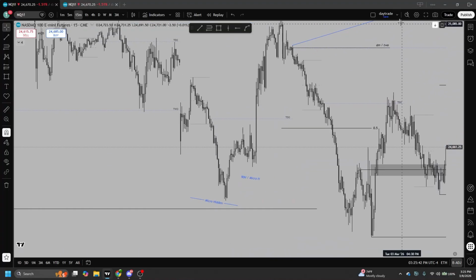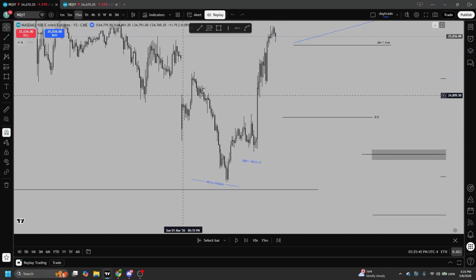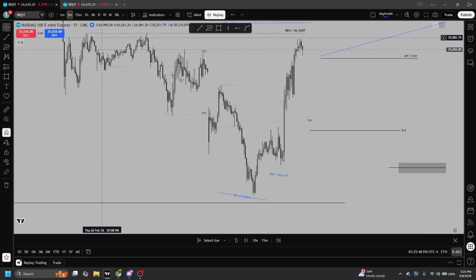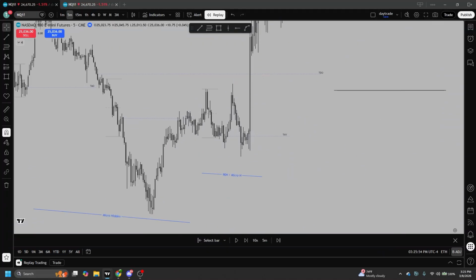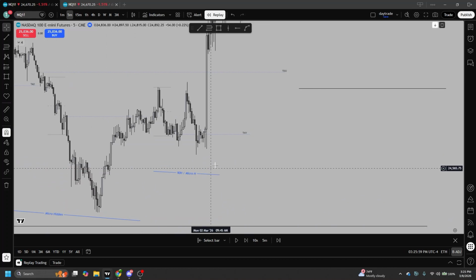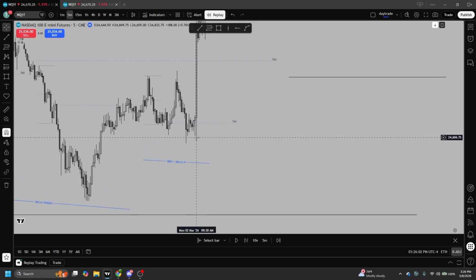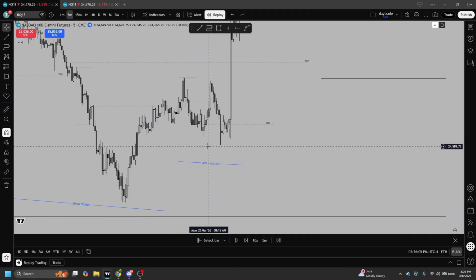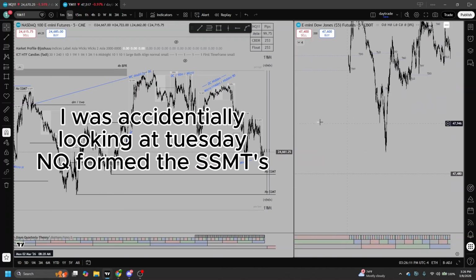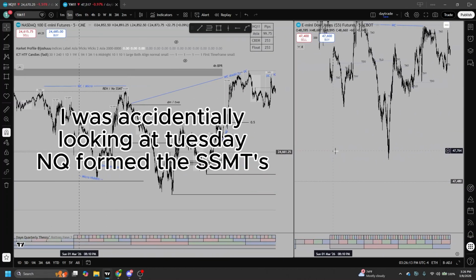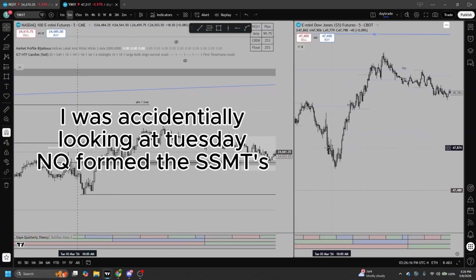Well, we start accumulating. And then right at New York Open, if we look on YM here, let's go back here. Going into New York Open, we come up and we immediately distribute down.